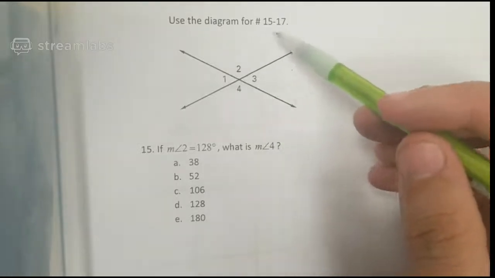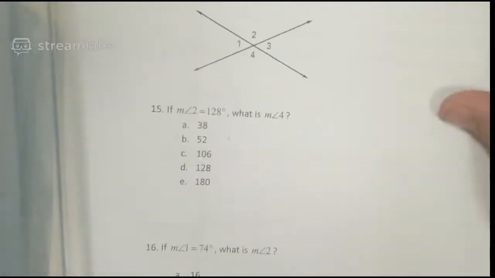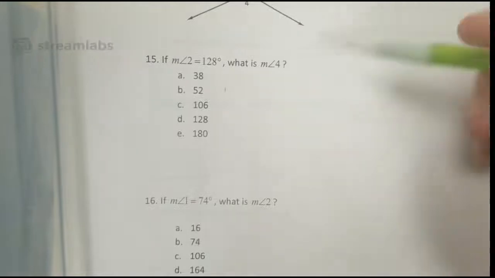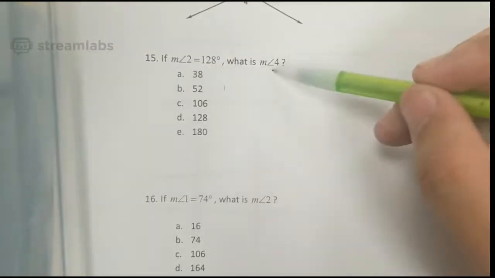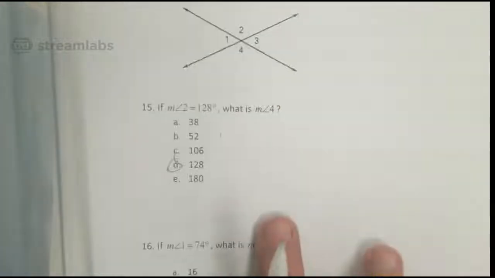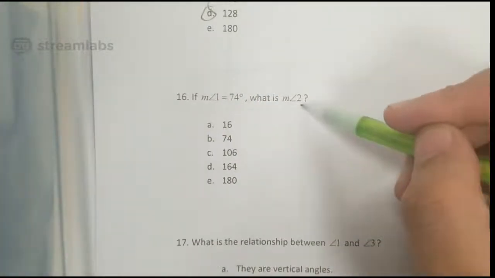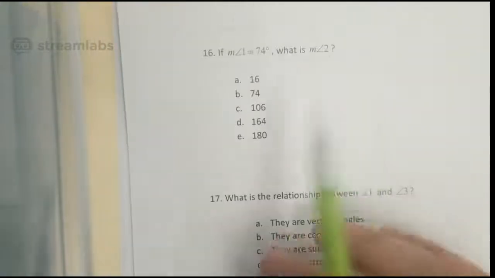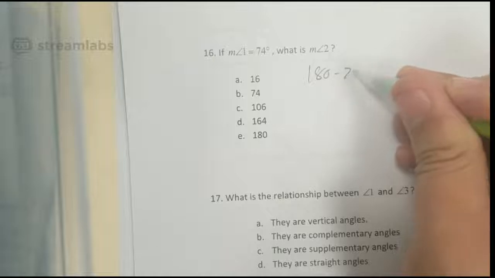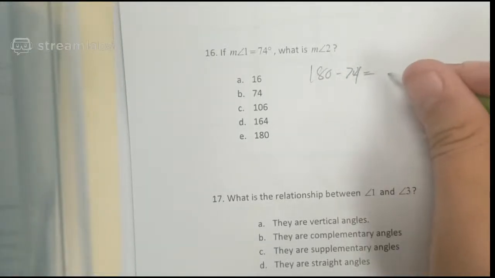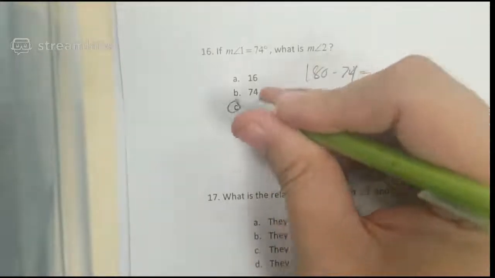All right. Use this diagram for number 15 to 17. So it was, let me just show it again. 1, 2, 3, 4 in a clockwise way, starting with 1 on the left. If 2 is 128, then what is 4? 2 and 4 are vertical angles, so it should also be 128. If angle 1 is 74, what is angle 2? Angle 1 and 2 are linear pairs. Because they're linear pairs, they're supplementary. Because they're supplementary, it's 180 minus 74, which is 106. So 106 is my answer.